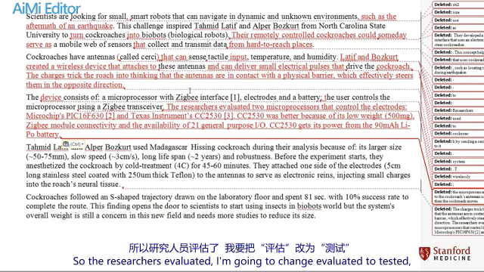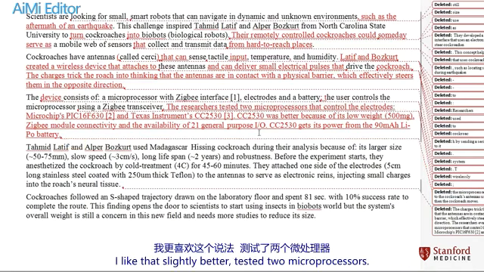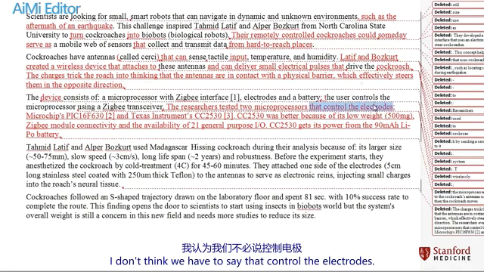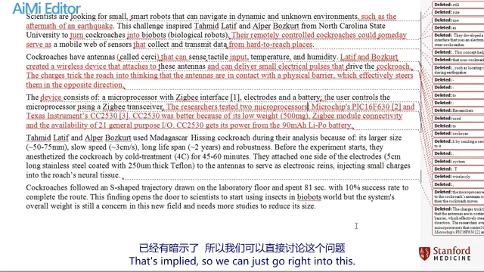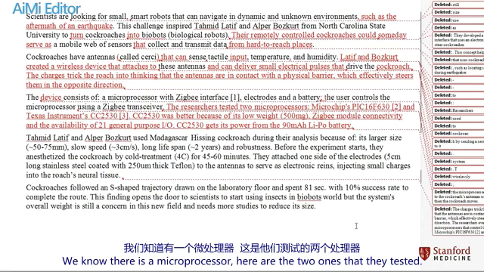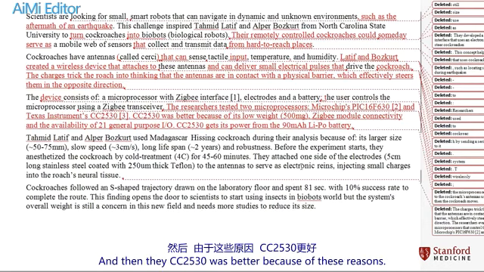So the researchers evaluated, I'm going to change evaluated to tested. I like that just slightly better. So tested 2 microprocessors. I don't think we have to say that control the electrodes. That's implied. So we can just go right into we know there's a microprocessor. Here are the 2 ones that they tested. And then the CC2530 was better because of these reasons.